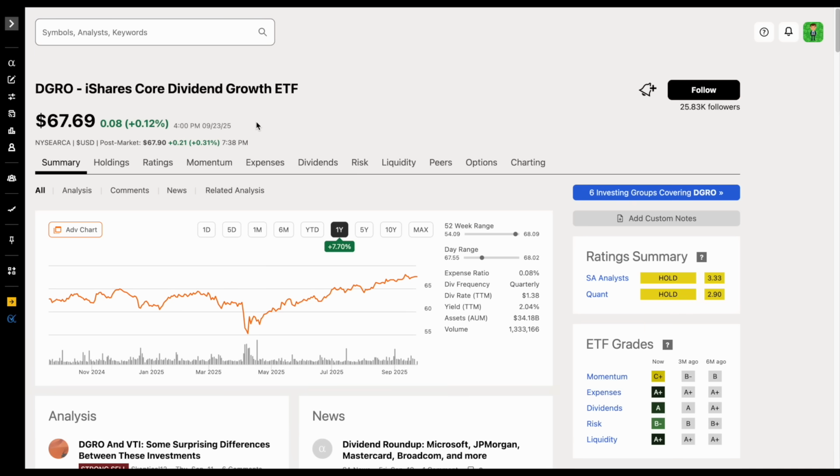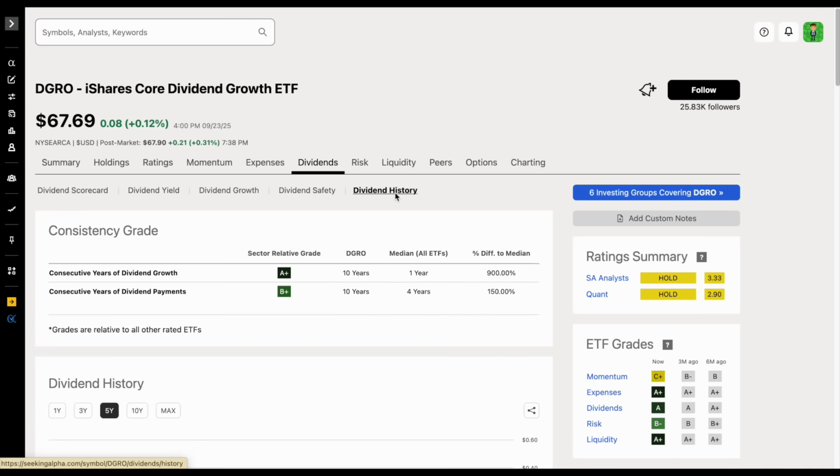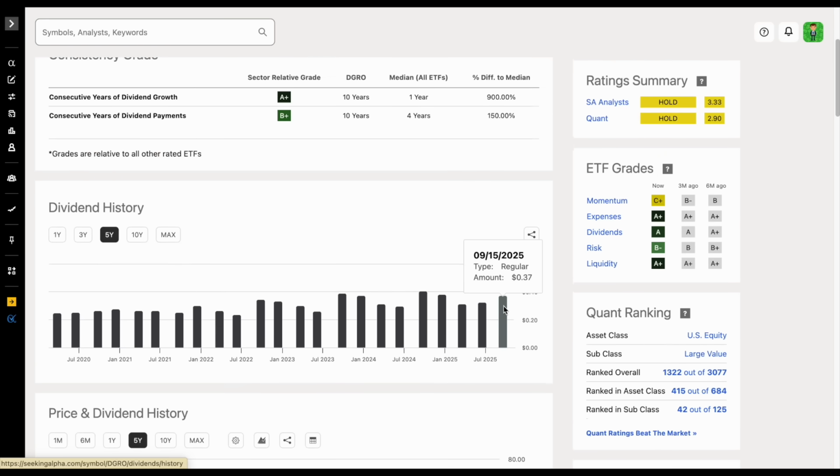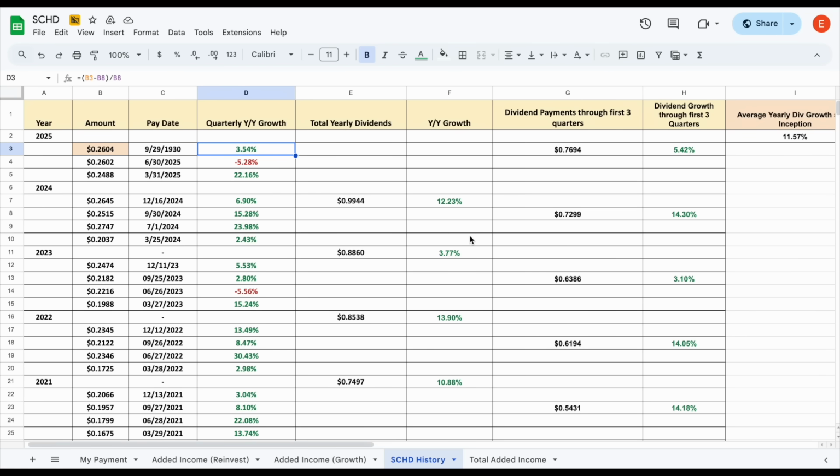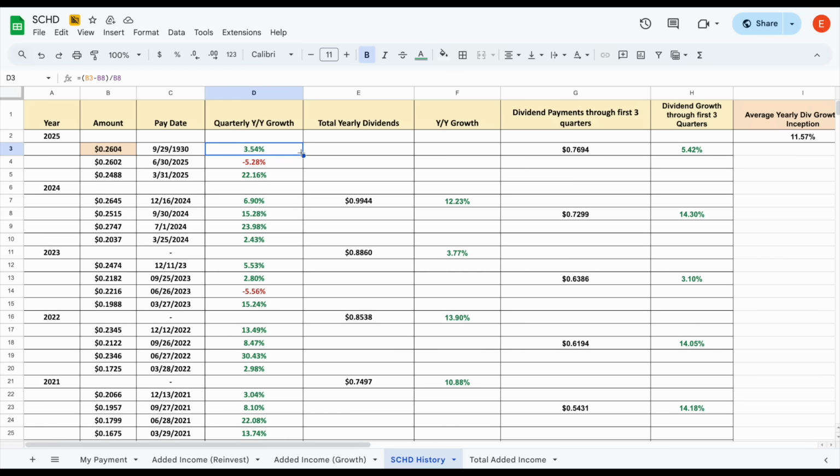If we look at DGRO, another dividend growth fund that I am a fan of, you can see the exact same is true. Their most recent dividend payout, about 37 cents. But if we look at their Q3 2024 dividend payment, it was about 40 cents. So really the point I'm trying to make is SCHD is still doing exactly what it's designed to do, and it has a great track record of dividend growth over the years.